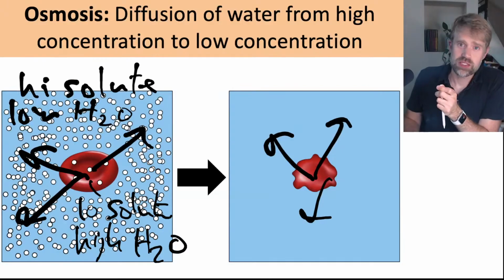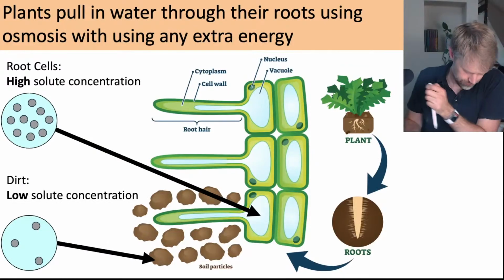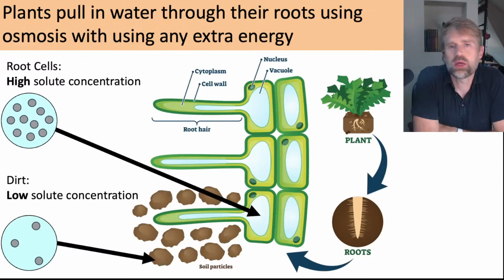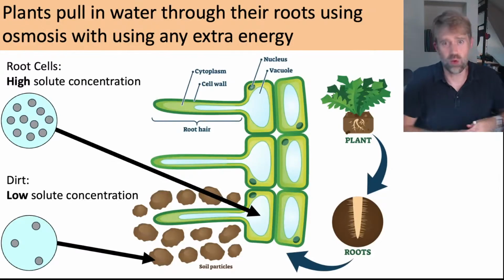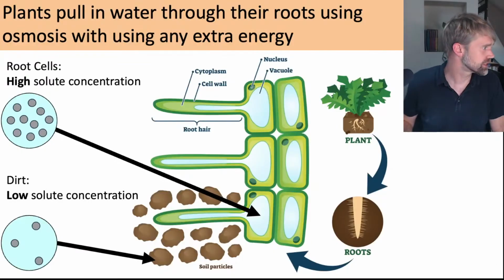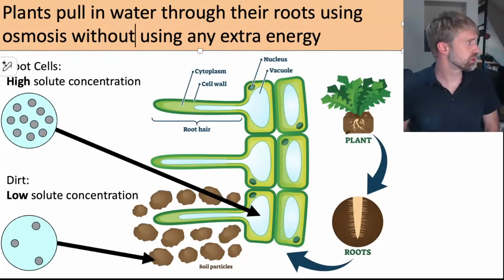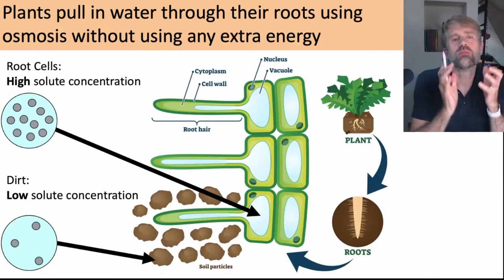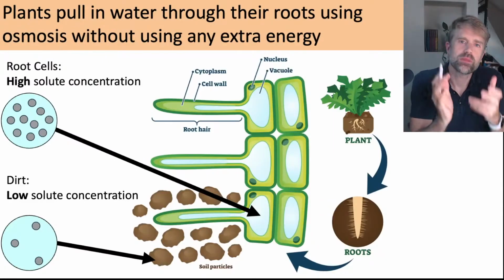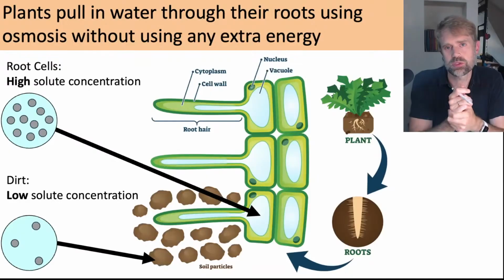Let's look at two examples of how this happens in nature. Plants can pull in water through their roots using osmosis without, there's a typo here on my slide, and that's actually the important thing, without using any extra energy. Water moves from the dirt into plant roots without any extra energy.